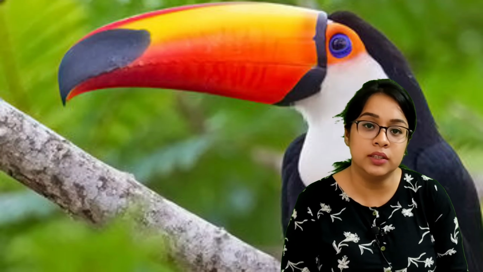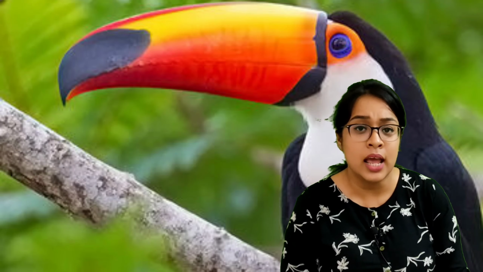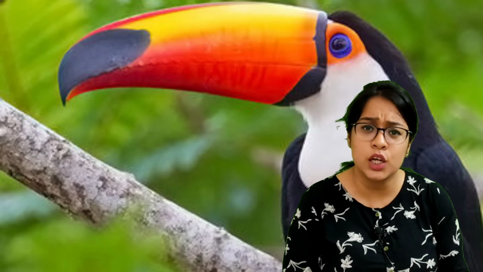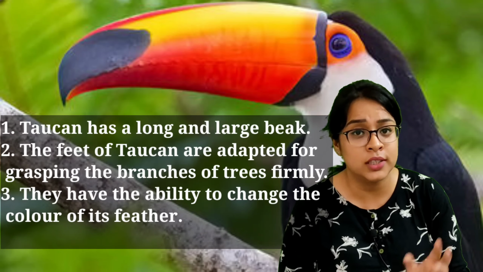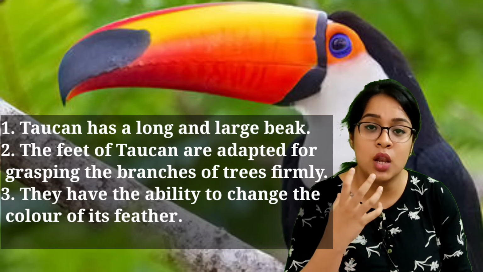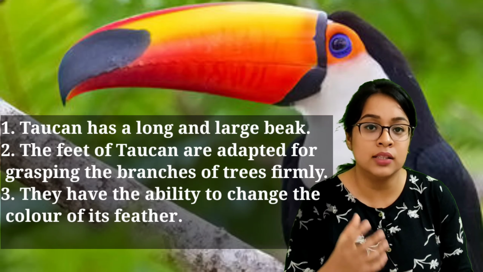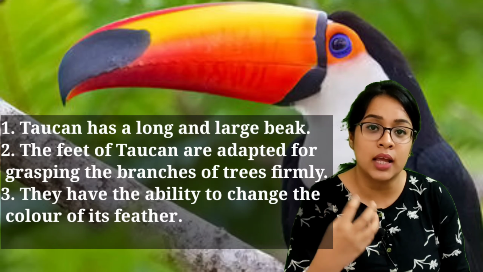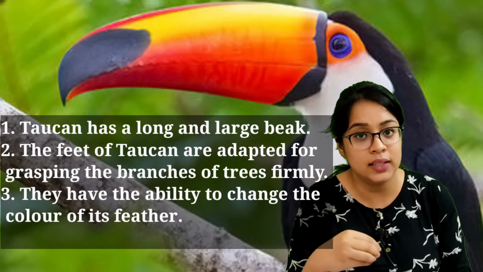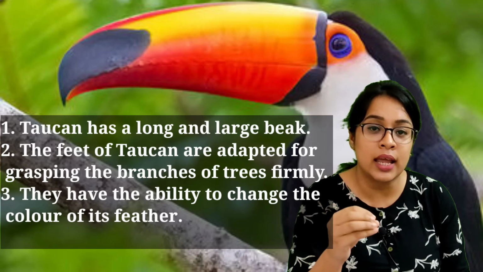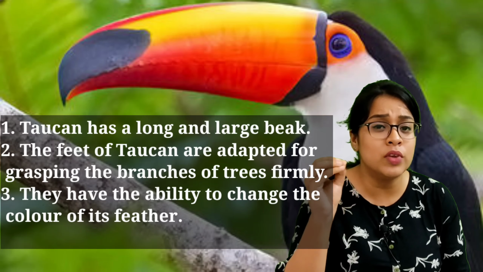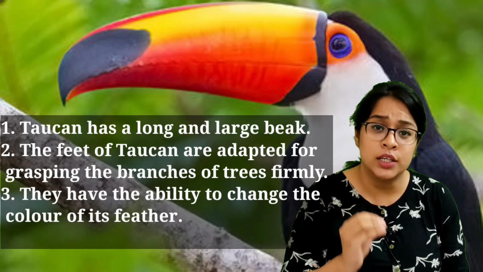Toucans are the birds which live on the trees, and they have developed a special ability to eat the fruits from the farthest part of the farthest branch of the trees. Now, they have a long beak, and they can store food inside the beak. As they have the long beak, they can eat the fruits from the weakest branch of the tree.